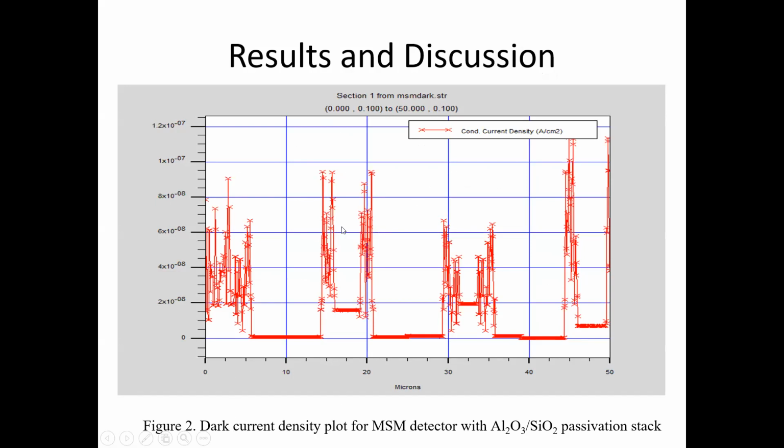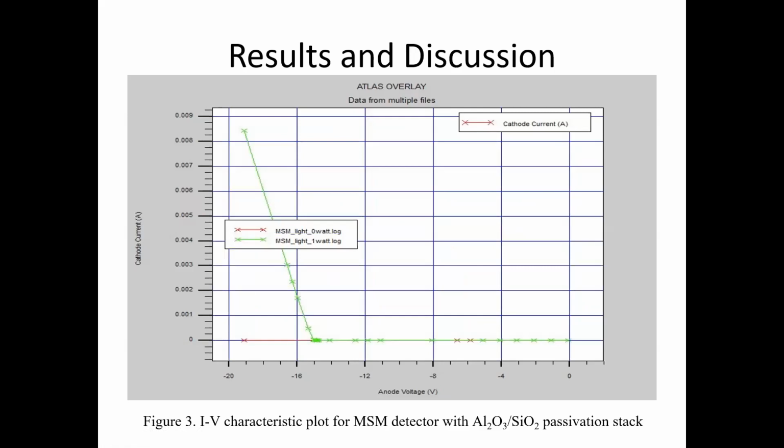So this is the dark current density plot of the MSM detector, which is based on this passivation stack layer, and we have considered the average dark current density value. Average dark current density in this plot is near to 6 into 10 to the power minus 8 ampere per centimeter square. So we have taken the average value.